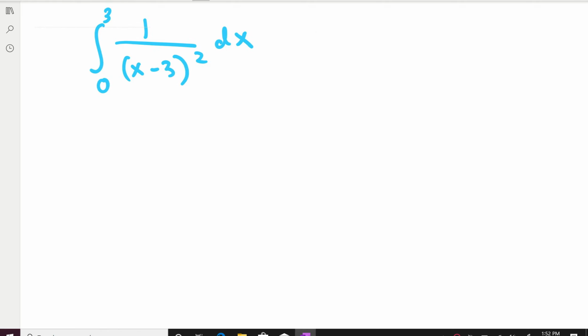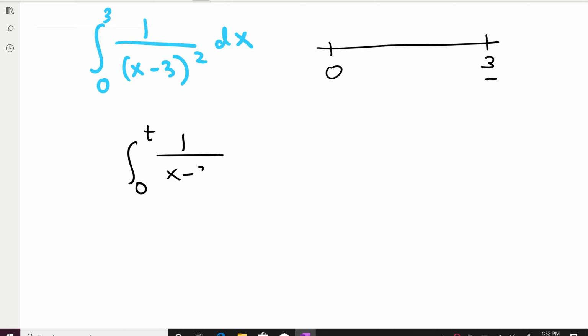Now the same idea, you want to integrate this function over the interval 0 to 3. Now you have the discontinuity at 3, so you would replace 3 by t, write the integral as usual and take the limit as t goes to 3. Now again we have to say the direction. So you would put t in between 0 and 3 just like the previous case. But now you are approaching 3 from the left hand side. That's the difference, okay?